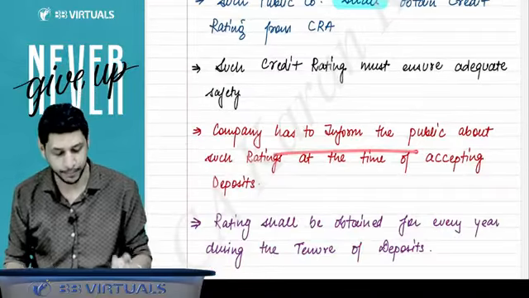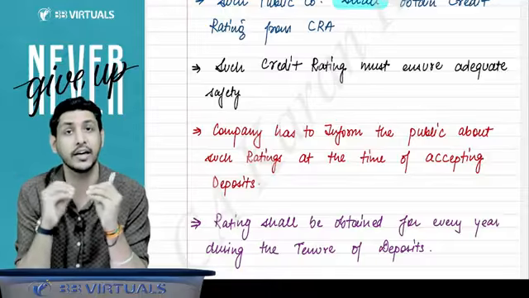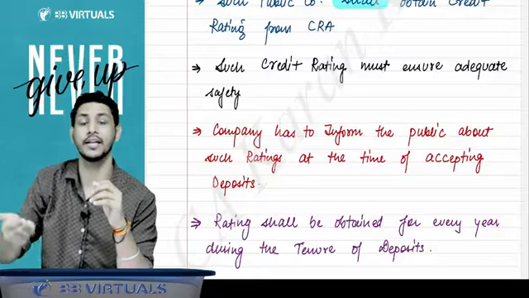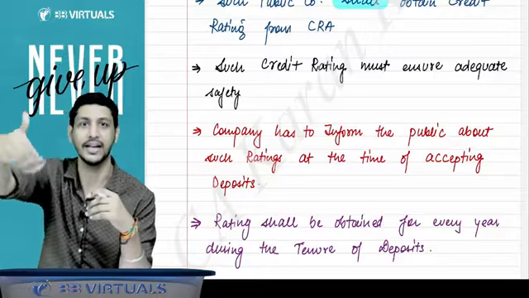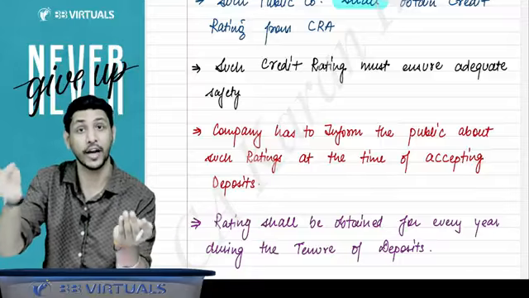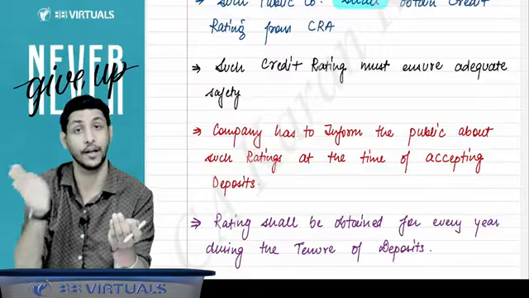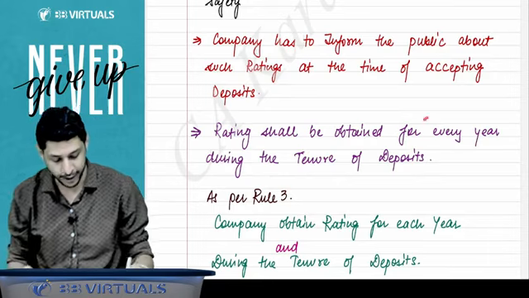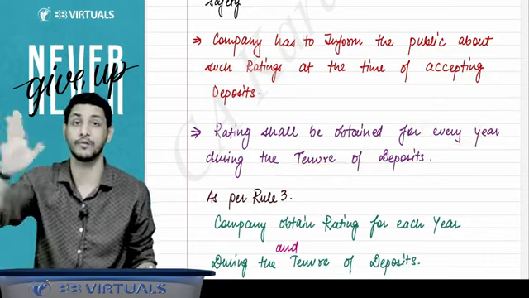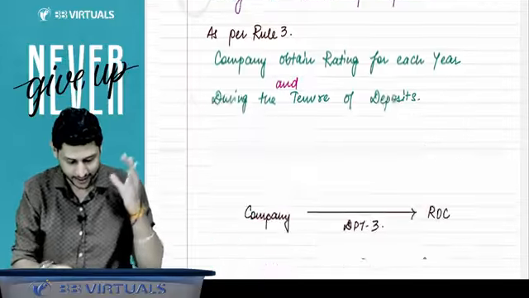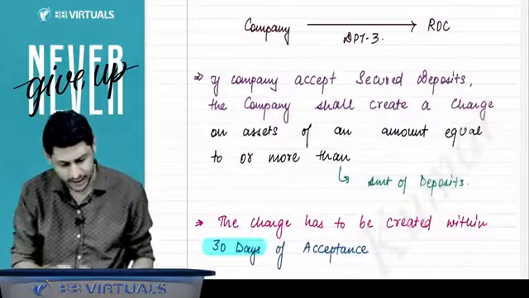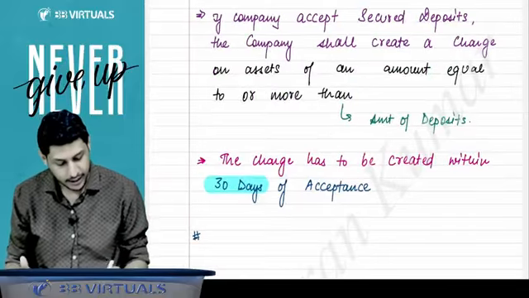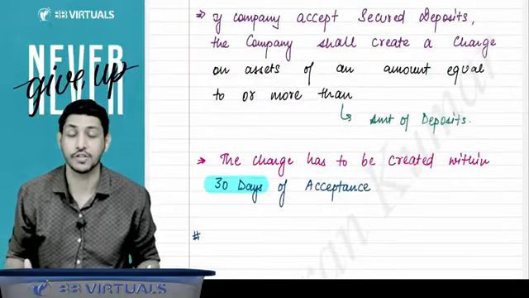And the company has to inform the public about the ratings at the time of accepting the deposits. And I told you that the deposit tenure is 36 months. So it might be possible that the company will do some bad things in later years and the ratings may change. So for the tenure of the deposit, every year you have to take the ratings again and inform the public. So the rating shall be obtained every year during the tenure of the deposit, and it must be informed to the public. Right, sir. And if the company accepts a secured deposit, definitely you have to create a charge, and that charge should be created within 30 days of the acceptance of the deposits.